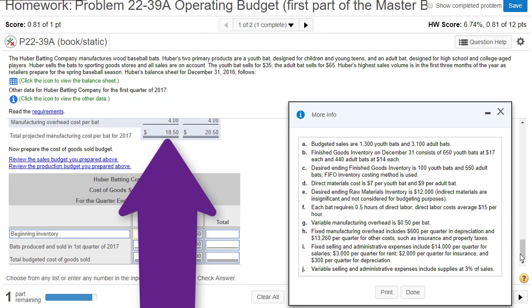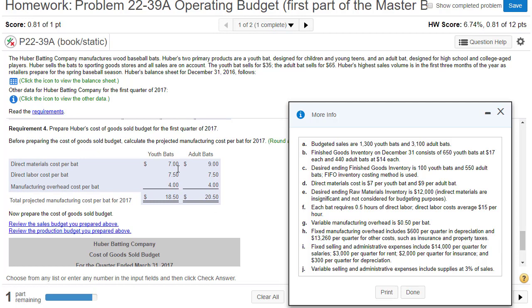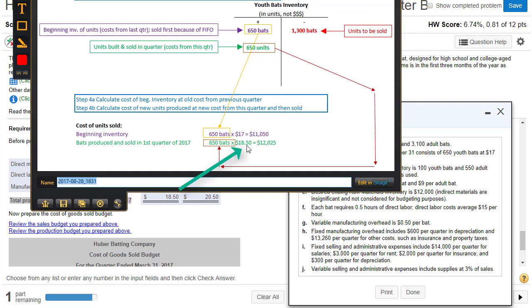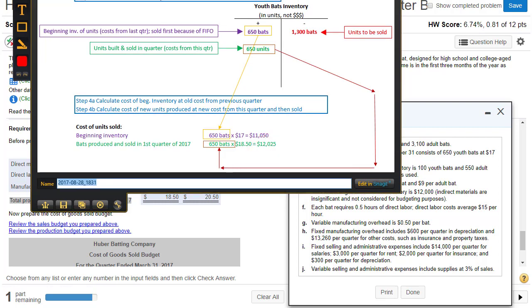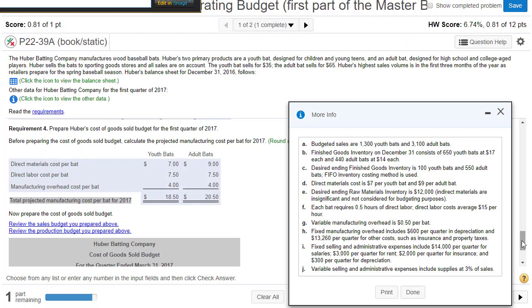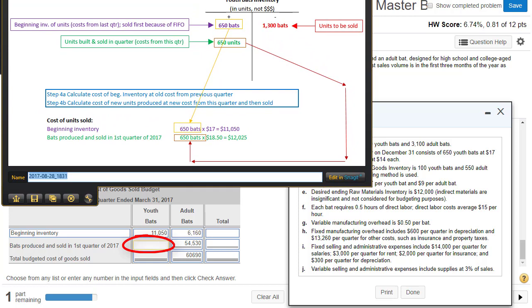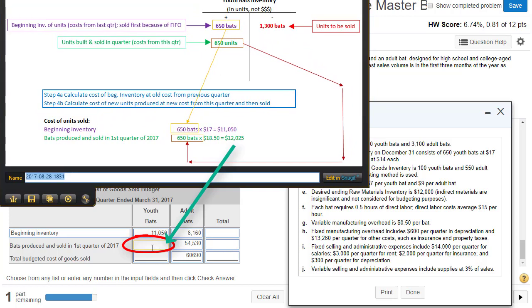Right here, which is the youth bats projected manufacturing cost for 2017. So I take the $18.50, which is right here, multiply it by the 650 bats that we're going to have to build and sell this quarter, and that gives us 12,025. So I can plug this 12,025 into here. Just so you see where it's coming from, I'm going to plug 12,025 in here, and it came from this data.